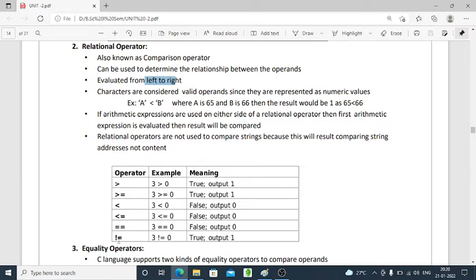In the same way, the not equal to operator is also used to compare two values. If these two values are different, it returns true. If these two values are the same, it returns false. Right? This is what the equal to and not equal to operators do. These two operators come under equality operators also. Actually these all are relational operators, so we can take these two combined as equality operators.